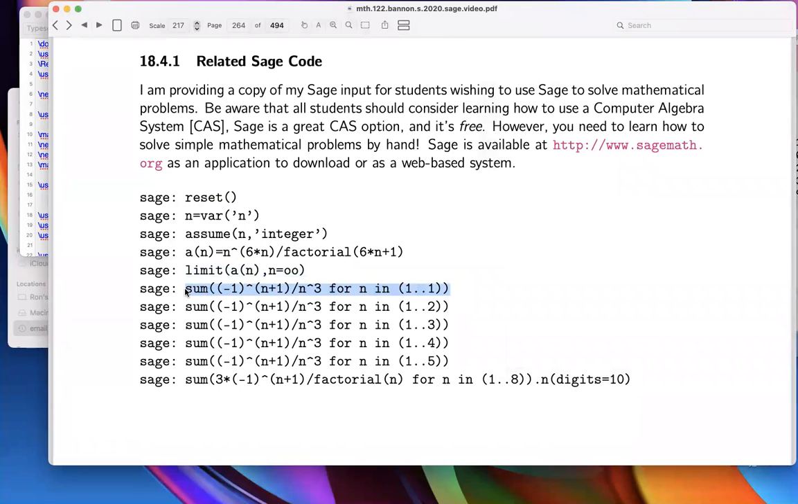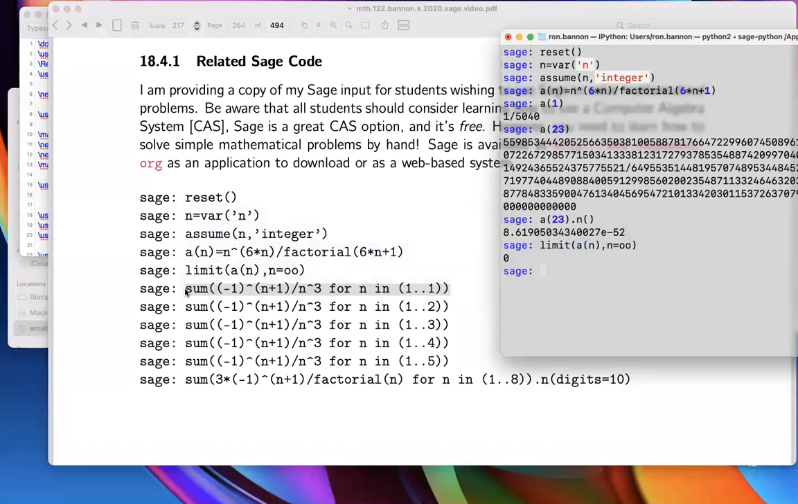Let's do this one over here, and I'll explain to you what it is, a sum problem. It's -1 to the n plus 1 over n cubed for n in 1 to 1. So it starts at 1, stops at 1. All right, would you expect that? Well, let me see what you would expect there for n in 1 to 1. So -1 to 2 would be, you get that.